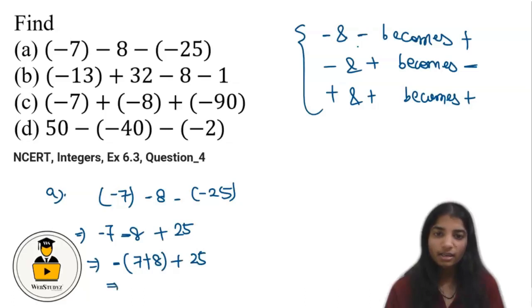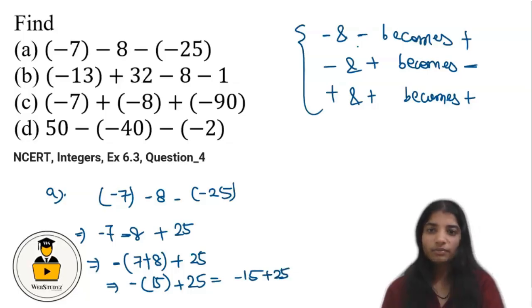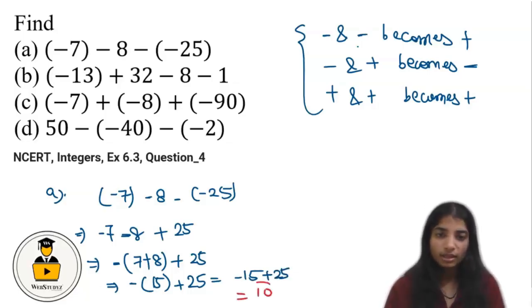Adding 7 and 8, that is equal to 15. Minus of 15 plus 25. So this is equal to minus 15 plus 25. Basically we are going to subtract 15 from 25. Doing so we get the value as 10. So we can say that 10 is the answer to part A of the question.